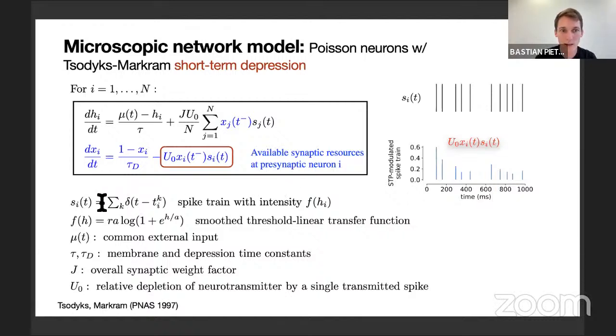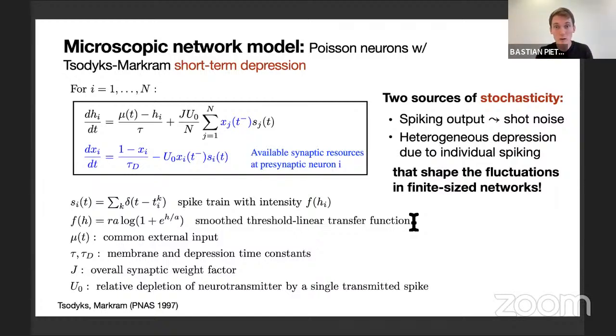I also have to tell you, this s_i is the delta spike train, where every spike is modeled as a time inhomogeneous Poisson spike with intensity f of h. So this f of h is a smooth threshold linear transfer function, and you can think about that as some expected mean activity. All right. So how can we go from this microscopic network model, where we consider n neurons, to a mesoscopic network model describing a mean field model?